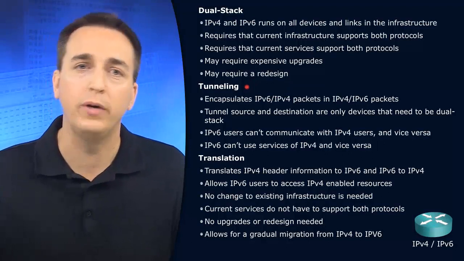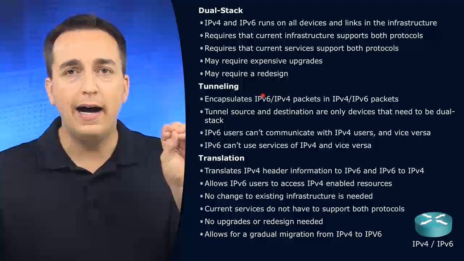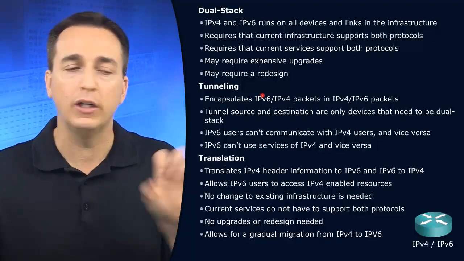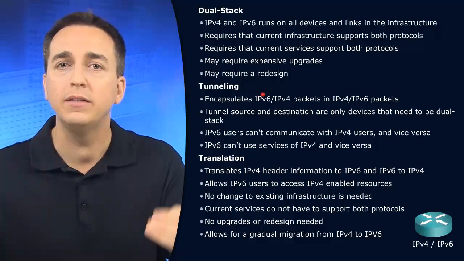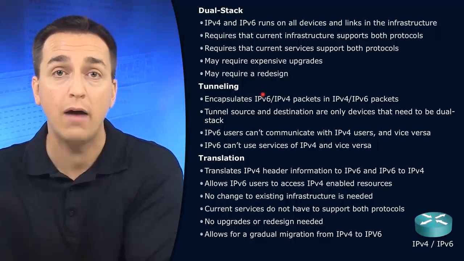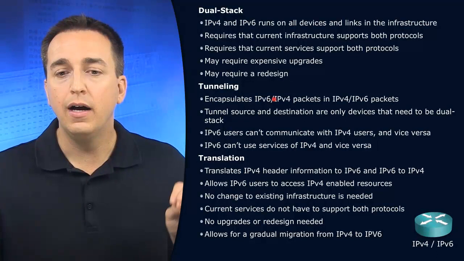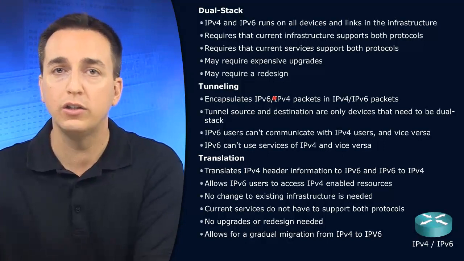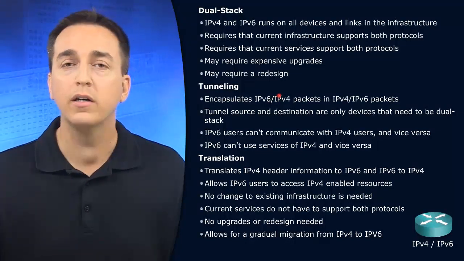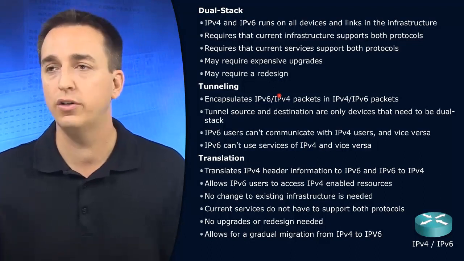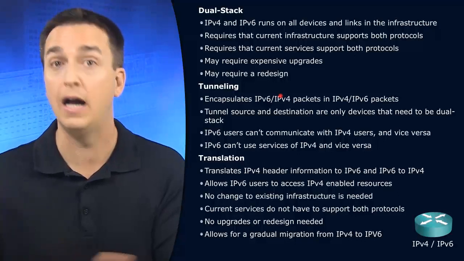Tunneling is another option we have. With tunneling, what we're going to do is take IPv6 packets, for example, and encapsulate them so that we can transmit them over an IPv4 network. What this allows us to do is have IPv6 deployed in certain portions of the network and IPv4 deployed in certain portions of the network, and then use tunneling to make sure that the IPv6 traffic can get over IPv4 networks and IPv4 traffic can get over IPv6 networks.